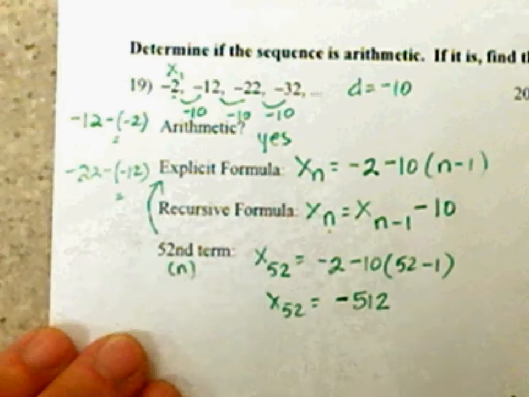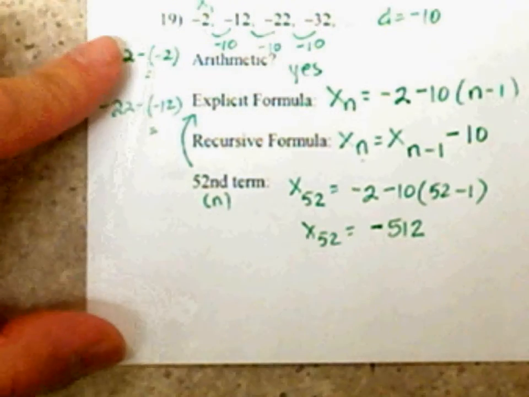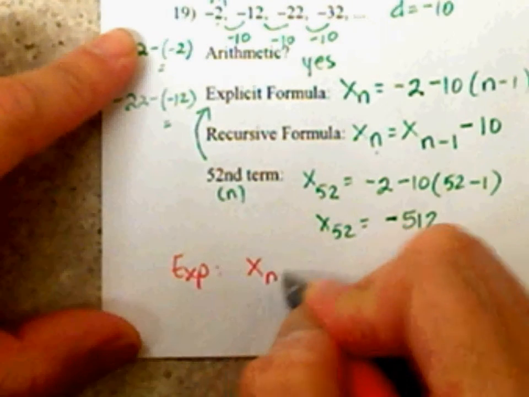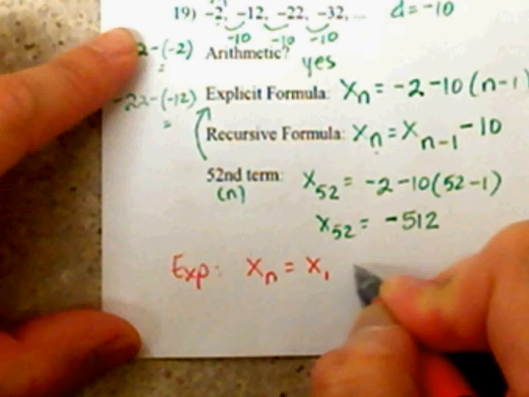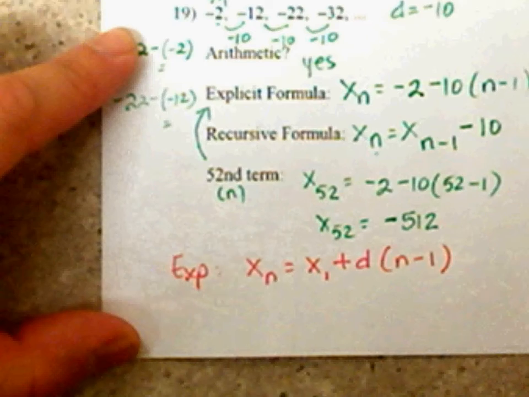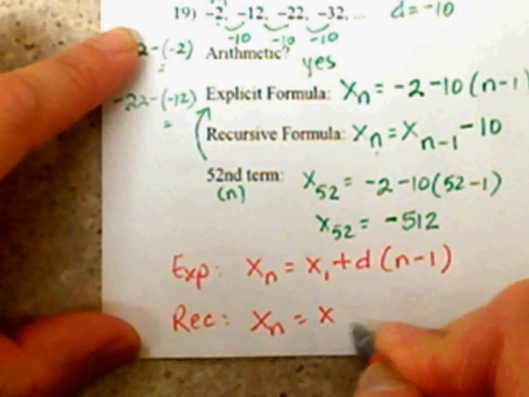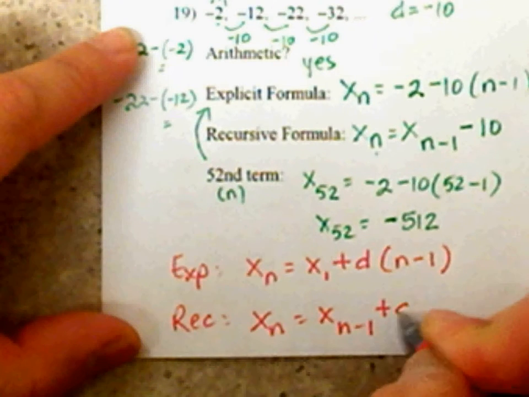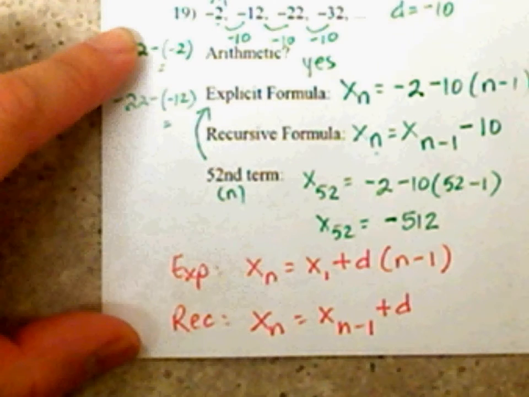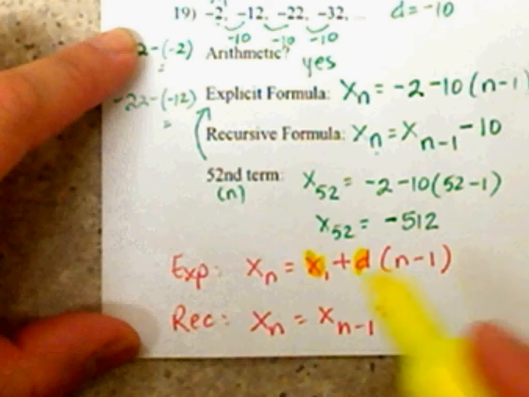And for those of you who might need the general formula in case you forget, here is your explicit formula. It is xn equals x1 plus d times n minus 1. Okay? For your recursive, it is xn equals xn minus 1 plus d. So there are a couple of things that you really change, and everything else you just plug in. You need your first term, and you need your d. For the second part, you just need your d. That's all you need.